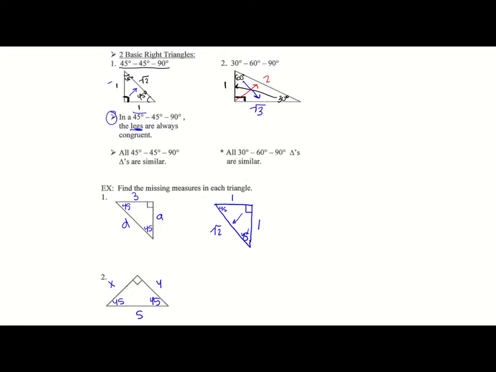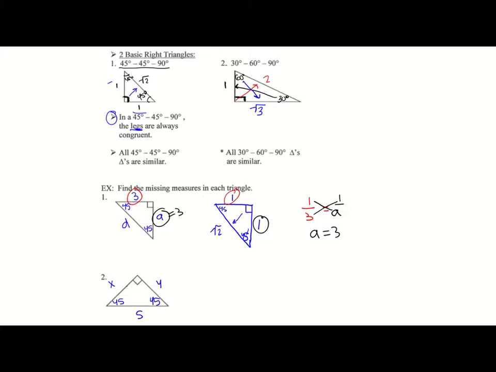So now that we have a similar triangle to compare it to, we can figure out what those missing sides are. So if we set up a proportion, if we start with this side compared to this side and set it equal to this side compared to this side, we can figure out what A is. And you can cross multiply. A times 1 is A, 3 times 1 is 3, so our A equals 3.